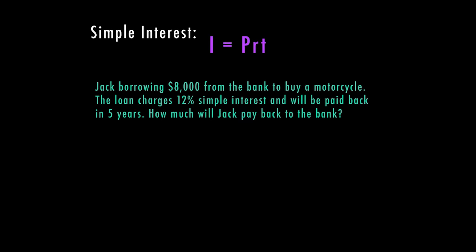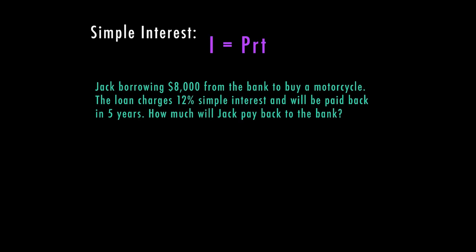So Jack has borrowed money and he's going to have to pay an amount on top of the $8,000 that he's going to have to return to the bank because they're letting him borrow money. So this is considered simple interest because he's only going to pay interest, or an extra amount, on that $8,000. So let's go ahead and use our formula here and figure out how to solve this one.